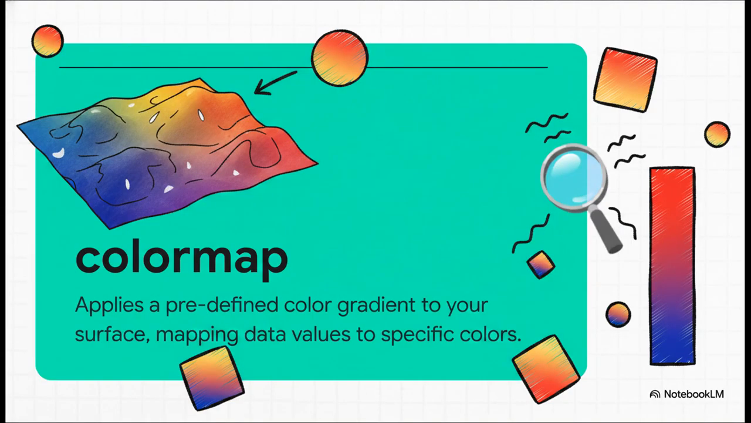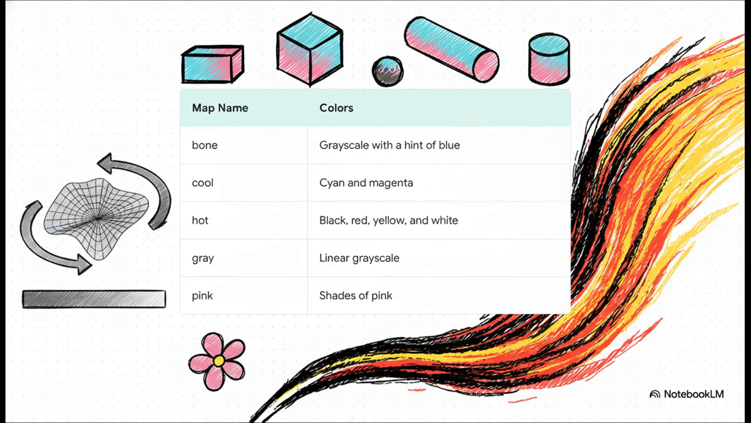With the colormap command. It's basically an instant paint by numbers for your plot. It looks at the height, the z value, of every point on your surface and assigns it a color from a gradient. So the highest points get one color, the lowest points get another, and everything in between gets a beautiful, smooth transition. And you're not stuck with just one color scheme. Oh no, MATLAB comes with a whole bunch of built-in color maps. You can pick something clean and simple like gray, or go for something with a bit more punch like the cool or hot maps. It all depends on the story you want your data to tell.